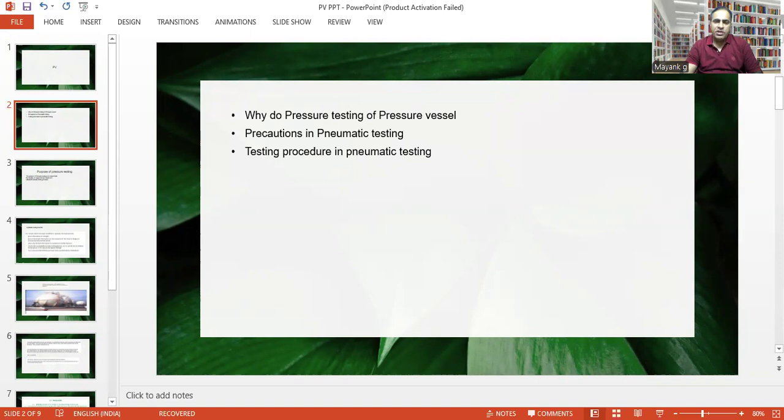So today we'll be discussing why we do pressure testing for pressure vessels. It is very important to note here that there are two ways we can do the pressure testing of a pressure vessel. First is hydraulic testing, that is using water, and second is pneumatic testing. Each test has its own merits and demerits. We shall be discussing hydraulic testing today.